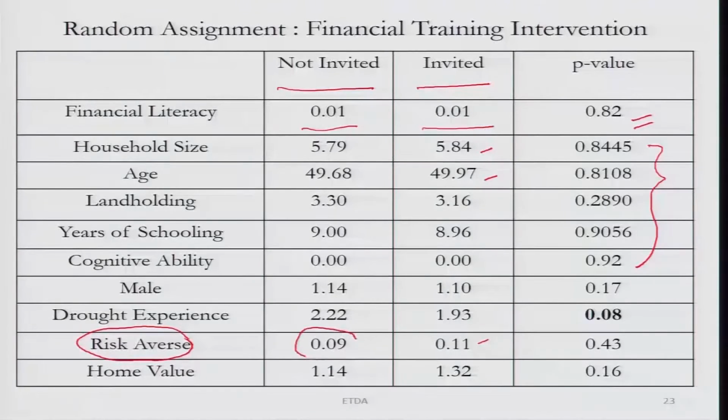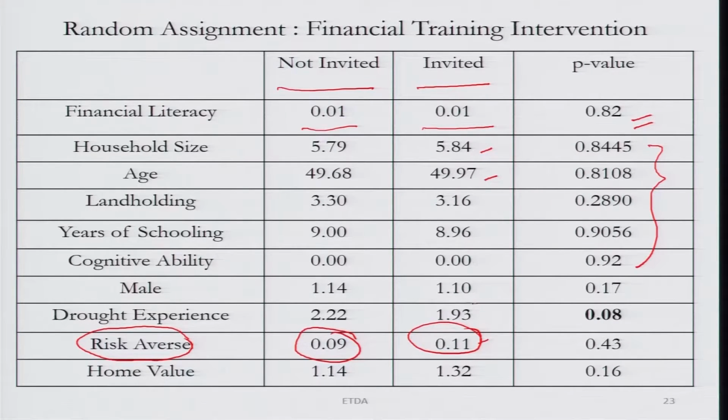So, it is very important to check whether the difference in purchase rates between the treatment and control group could be due to a difference in risk aversion between the treatment and control groups. And clearly, what we see over here is that the risk aversion measure is balanced between the two groups. So, the average risk aversion is the same in the treatment and the control group.